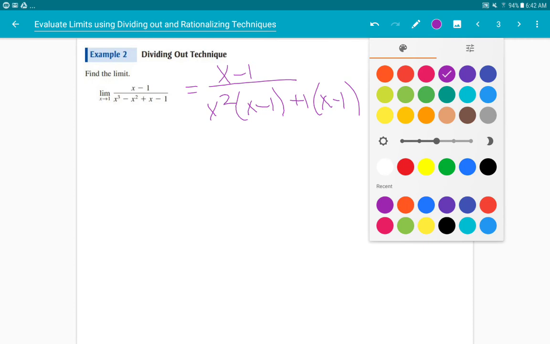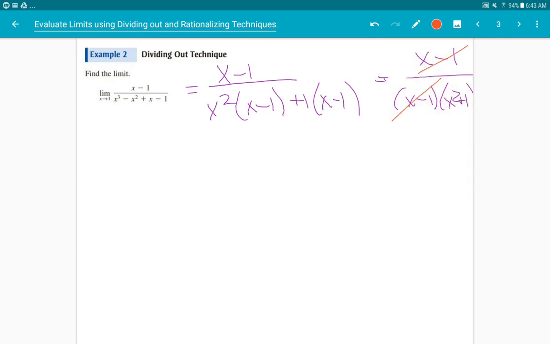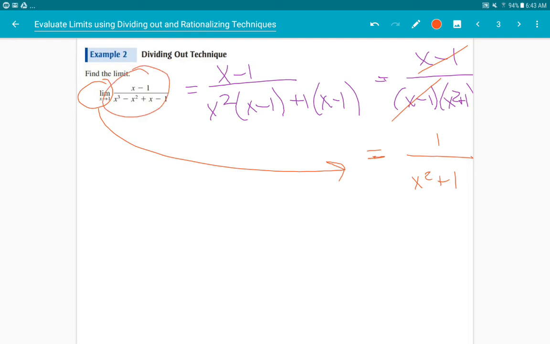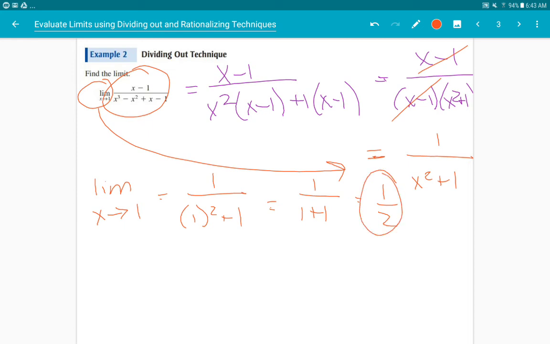Algebraically, what is going to simplify? We're going to simplify here, so I'm going to get 1 over x squared plus 1. Now algebraically, I can plug in the 1 into this function, and I'm going to get the same limit as I would here. So I'm going to do the limit as x approaches 1 of 1 over 1 squared plus 1. That's going to give me 1 over 1 plus 1, which is 1/2. So the limit as x approaches 1 is going to be equal to 1/2 of the original function.